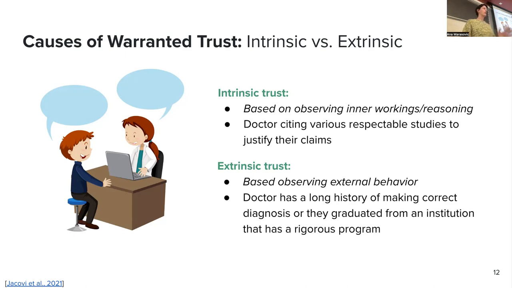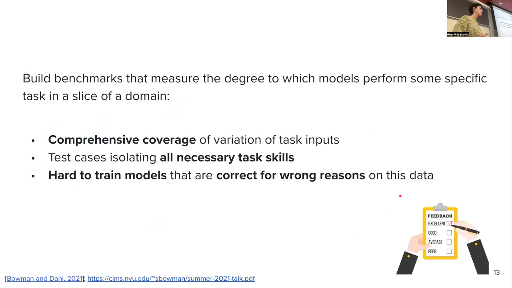Okay, so if a rigorous examination is our tool to achieve extrinsic trust, that's good because natural language processing as a field has for a number of years built benchmarks with the goal of testing the degree to which models do some specific task in NLP, some language task in some slice of a specific domain, so some language variety in some topical domain. There are three properties that these benchmarks must have. They must be comprehensive in their coverage. If you are saying, I'm going to test whether my model can deal with negation, but you collect only occurrences of negation that are expressed with the word not, that's not comprehensive coverage of variation of that phenomenon.